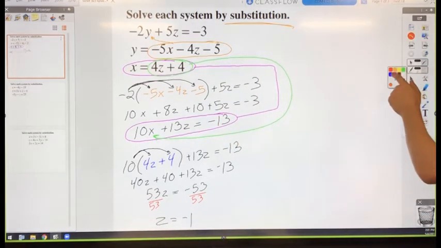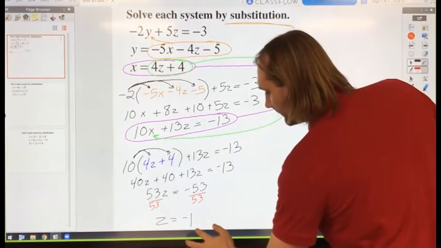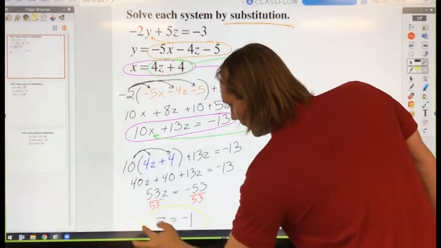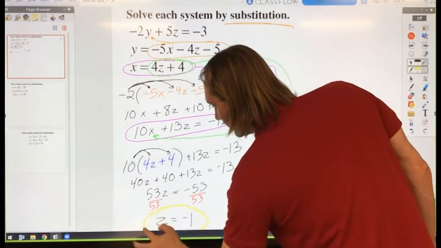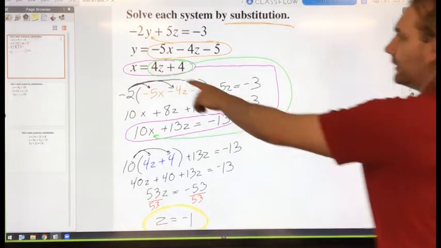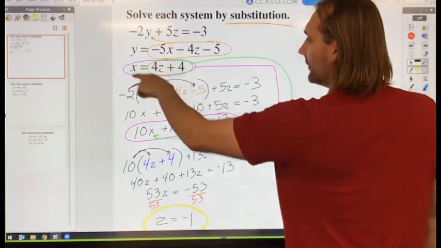I found my first variable. Finally. I'll use yellow. My first variable right there: z equals negative 1. What can I do with that to help me solve another variable? Substitute where? On x. Yeah, very good. x equals 4z plus 4. Let me substitute it into here.